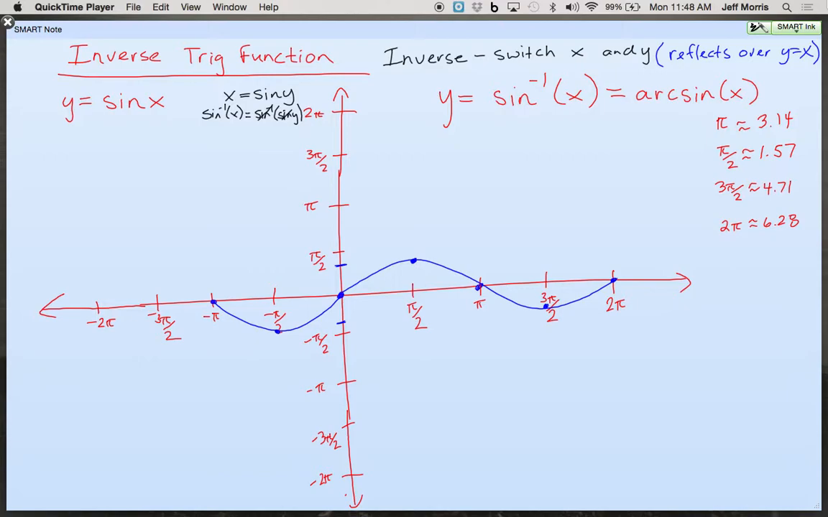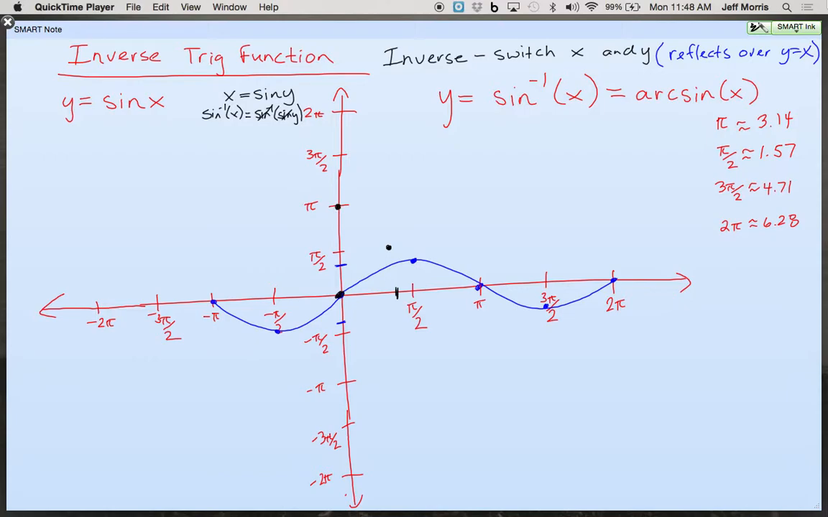All right, 0, 0. What does that become? 0, 0. That one's easy. Pi over 2, 1. What does that become? 1 over pi over 2. All right, 1's about right here, so that's roughly here. Okay, next one. Pi, 0 becomes what? 0, pi.